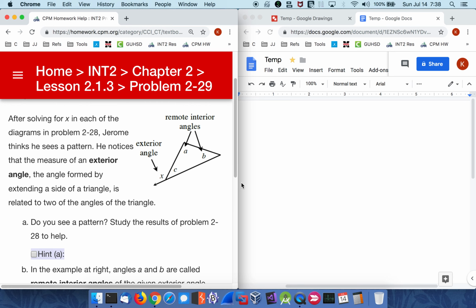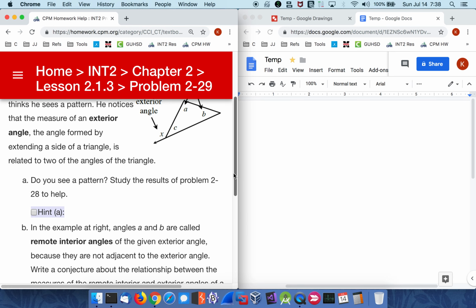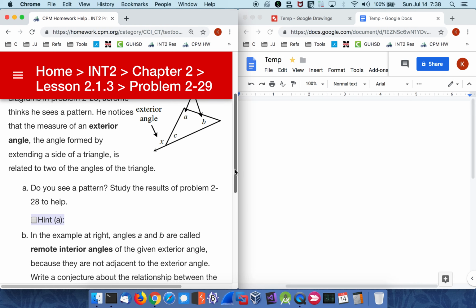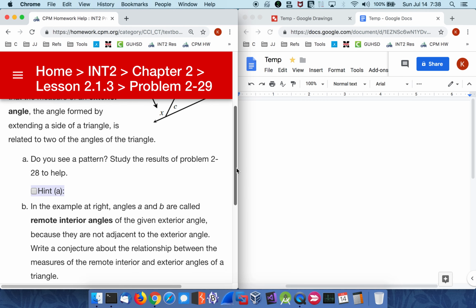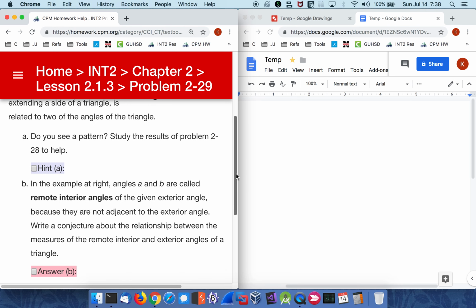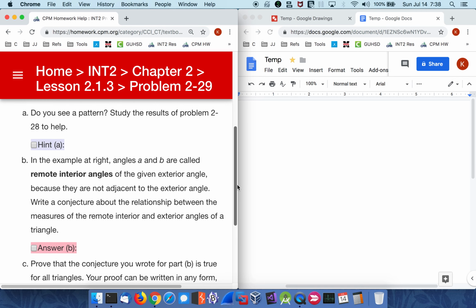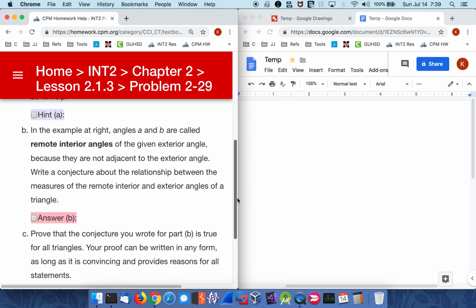So it says, do you see a pattern? Yes, we do. In the example at right, angles A and B are called remote interior angles of the given exterior angle because they are not adjacent to the exterior angle. Right? So C is adjacent to x, so A and B are the remote interior angles. Write a conjecture about the relationship between the measures of the remote interior and the exterior angles of a triangle. So write a conjecture and then prove it.